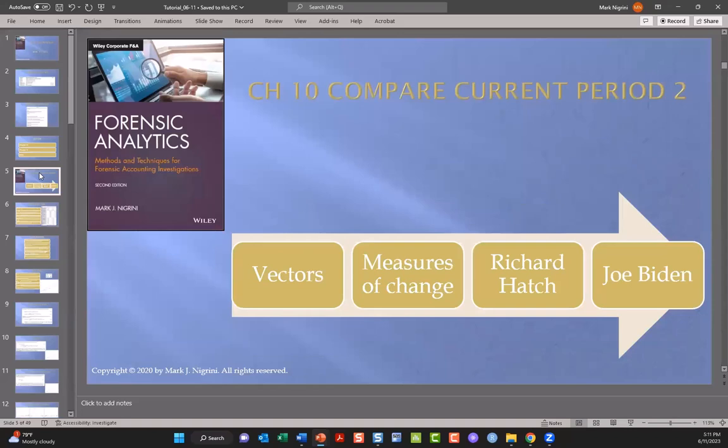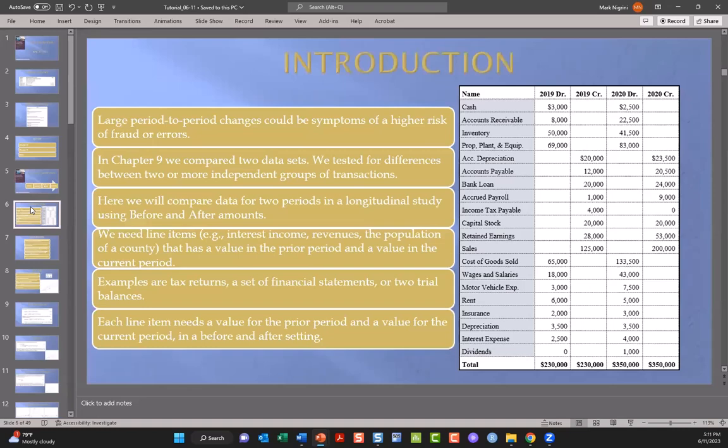So this is chapter 10, and this is a new chapter in the book, and I'm quite proud of it. And quite amazingly, I used the Joe Biden example, not in the least guessing that he would be a very important public figure right now.